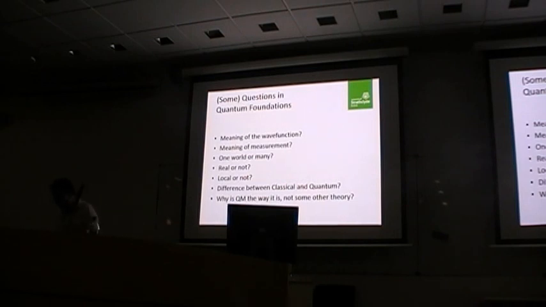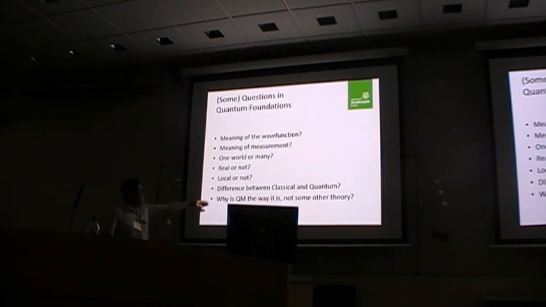Locality is a big question, and it is interlinked with reality through Bell's theorem. Bell's theorem says that the combination of these two is something intrinsic to quantum theory. Another question is: what is the difference between classical physics and quantum physics? Which phenomena that we see in quantum physics are actually quantum, and which are merely something that can also occur in classical theory?